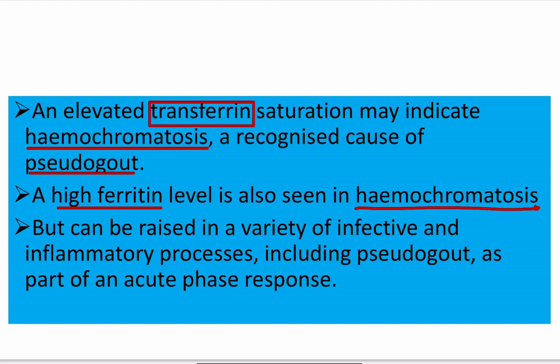Invariably almost all patients have serum ferritin measured to see acute inflammation, but transferrin saturation is specific for pseudogout and hemochromatosis. So we should go for transferrin saturation.